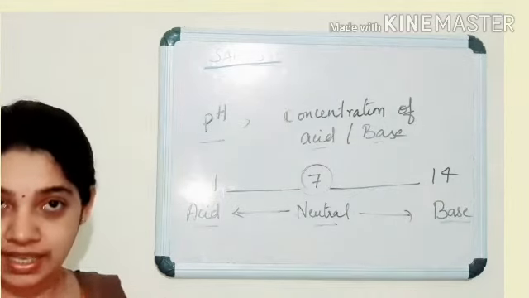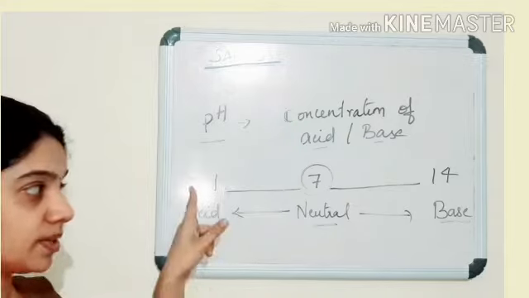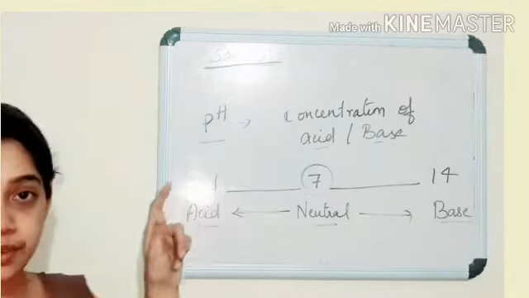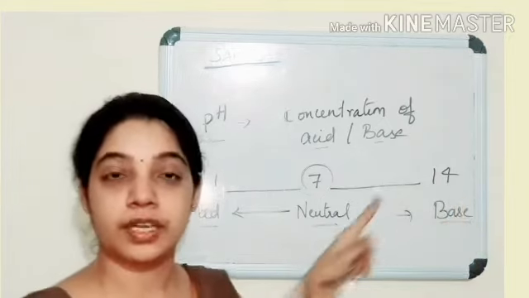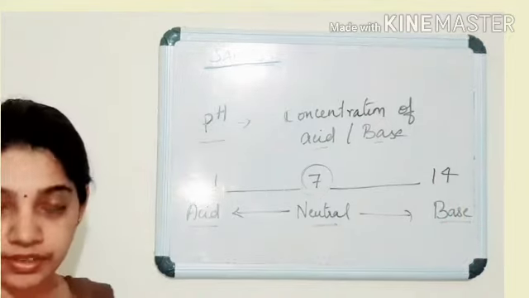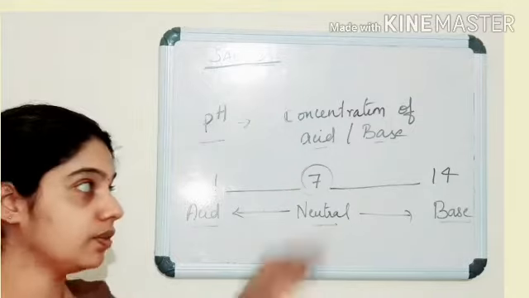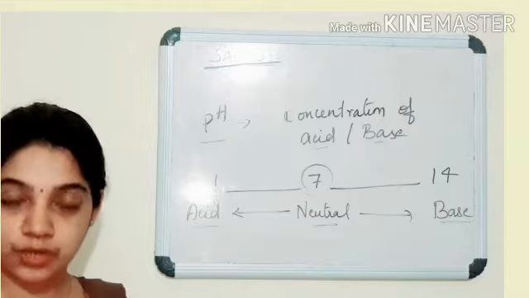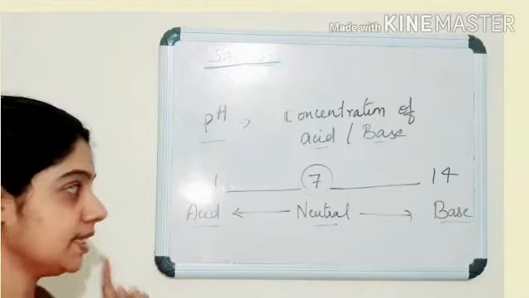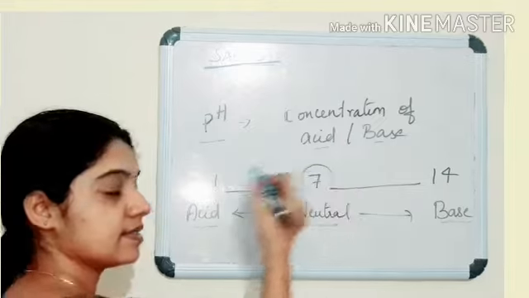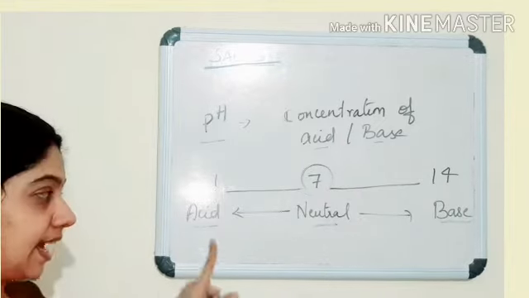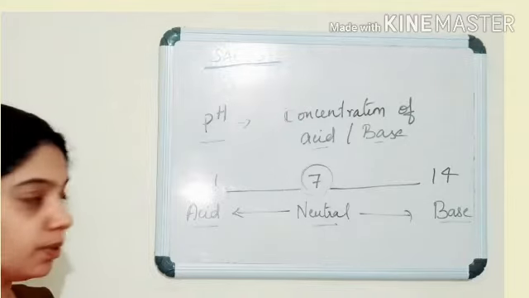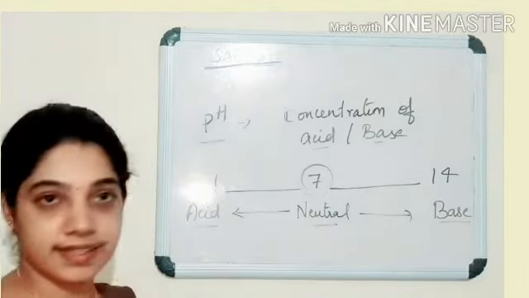So pH is a scale. That scale measurement is between 1 and 14, right? Depending upon the pH value that we are getting, we will be able to find out the concentration of the acid or a base. If the value of the pH is closer to 1, that means if it is between 1 and 7, we call them an acidic solution. So all the acids will have a pH value between 1 and 7.